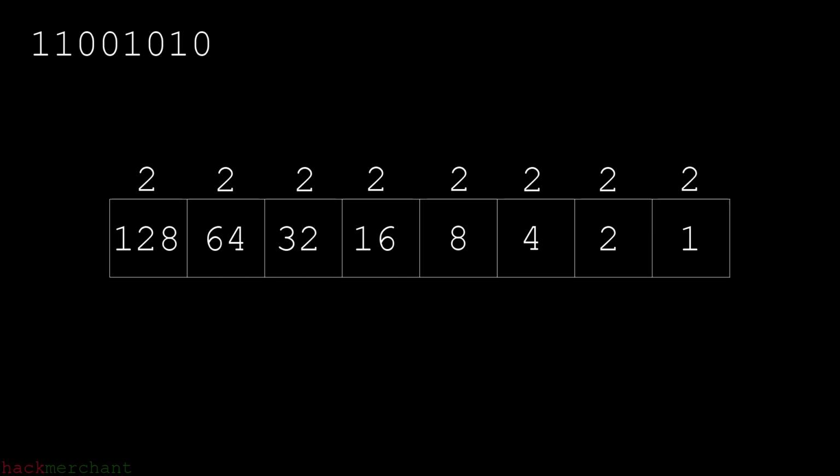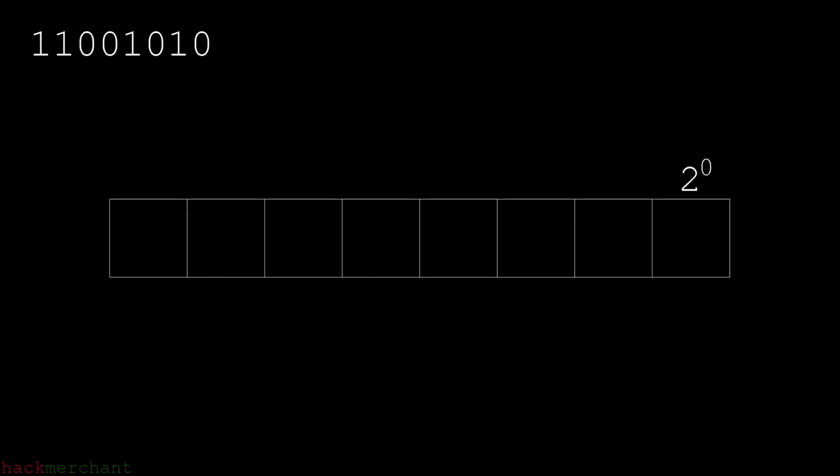We begin from right to left. So the base number is 2, the exponent will be 0. And any number to the power of 0 is 1. So 2 to the power of 0 is 1. So we place 1 in the first column from the right.